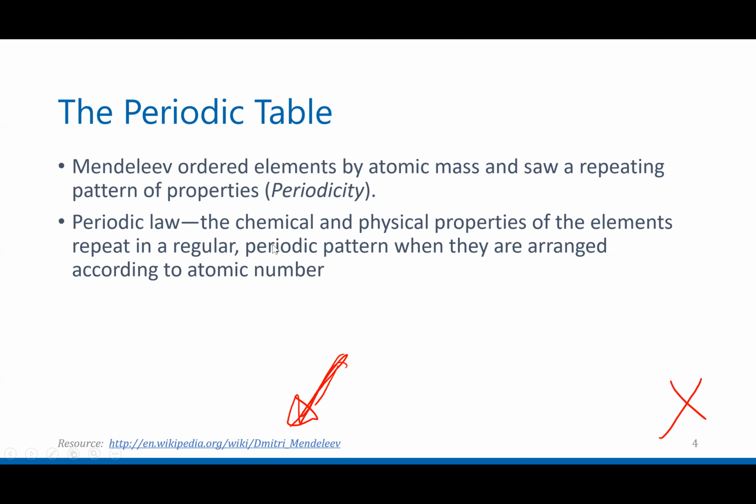So this leads us to periodic law. Again, not something you need to know, but the law is if you arrange the elements in order of atomic number, you start to see these repeating chemical or physical properties.